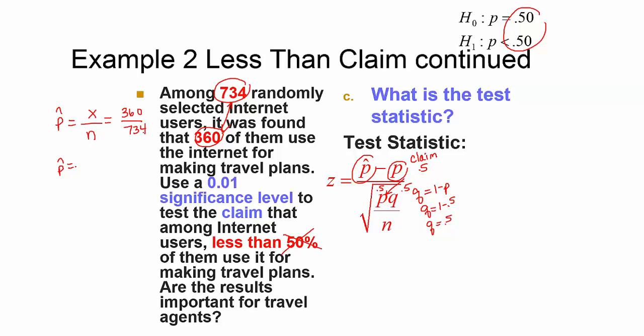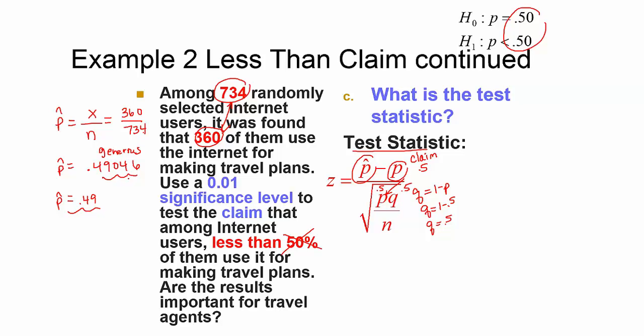Okay, so next we're going to divide those two values. So 360 divided by 734 is 0.49046. Now I would recommend on these be generous with your decimal places here. You don't want to round off to two places until after you've solved the formula. So you'll see sometimes when you're working out problems that maybe your test statistic is a little bit off, and it could just be because you didn't round to enough places. Like if I said p hat is 0.49, I will get a very different test statistic compared to if I say p hat is 0.49046.